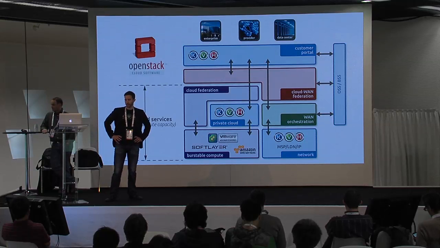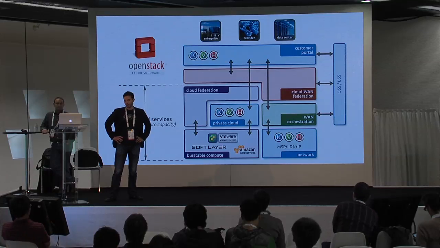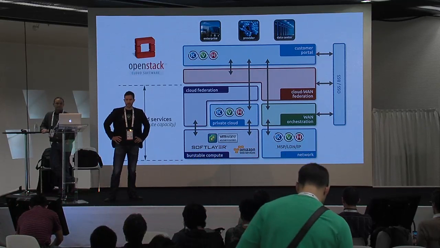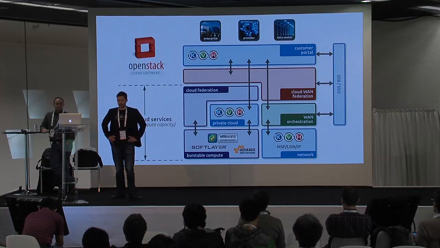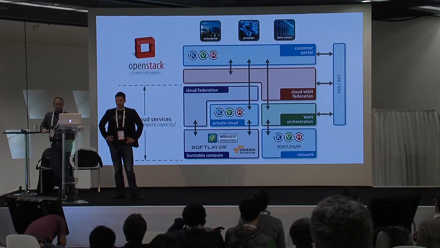For that platform, we will provide a single customer portal through which customers can access their KVH private clouds, but then also occasionally, or maybe frequently, burst out to use services like Amazon, SoftLayer, whatever public cloud provider is popular that week. However, when they burst out, they also need to have network connectivity. They need to have connectivity between their private clouds at KVH and those public clouds.